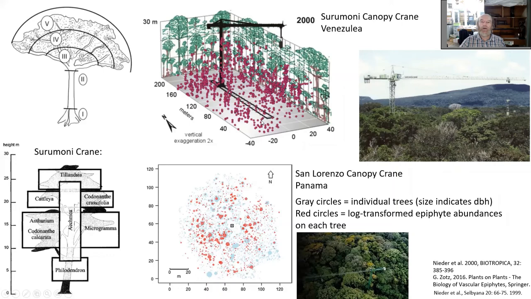But it was in a very remote place, and it was actually running along rails 100 meters long, so it had quite a large area of the forest accessible, and so there is a mapping of the epiphytes. The same happened at the San Lorenzo canopy crane in Panama, which is still operational. And so again, you can see the distribution of epiphytes around the crane perimeter.